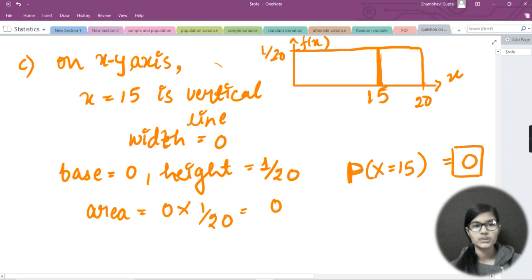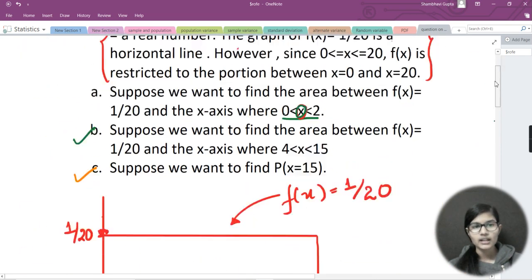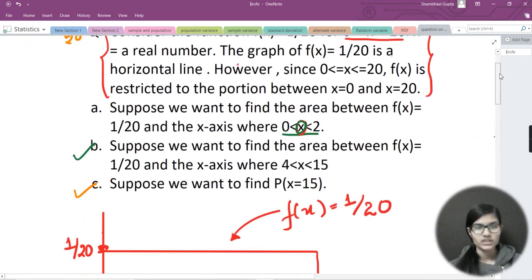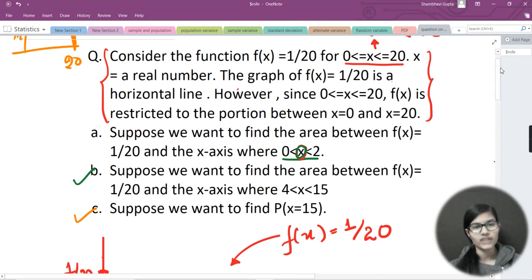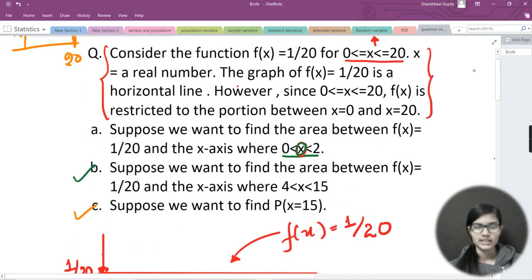For that, x is equal to 15 is a vertical line. Any vertical line doesn't have any base, right? It only has height. So my base was 0 and I had the height as 1 by 20, so it finally resulted in 0. So these were the things showing how we solve the simple questions for this probability density function. This was a simple question which I wanted to discuss, and I showed you a way to find all these things.